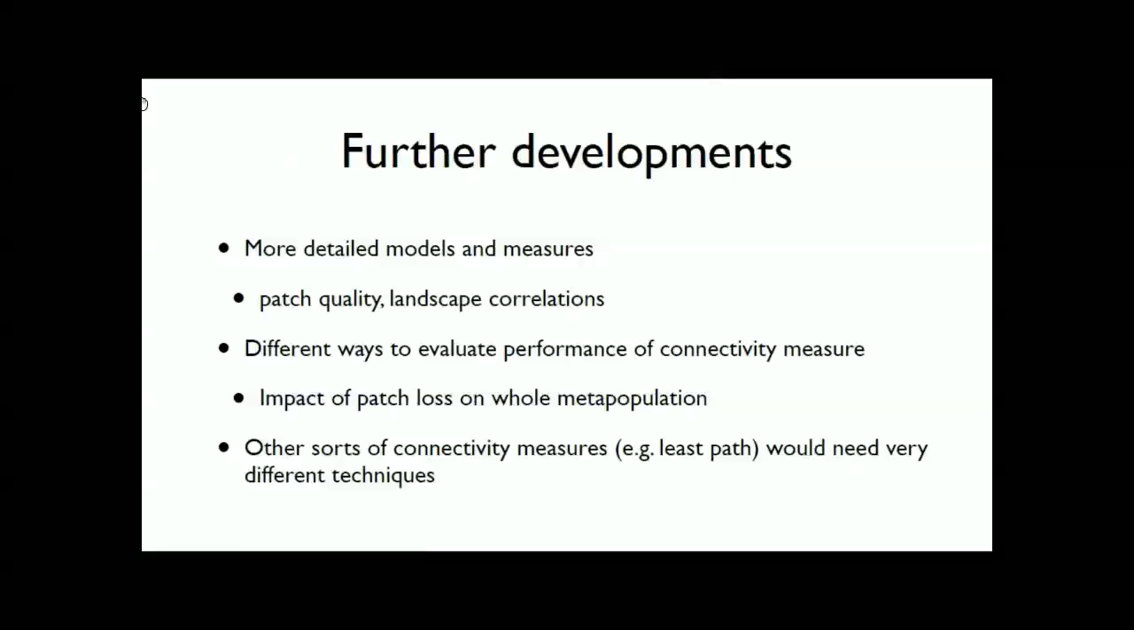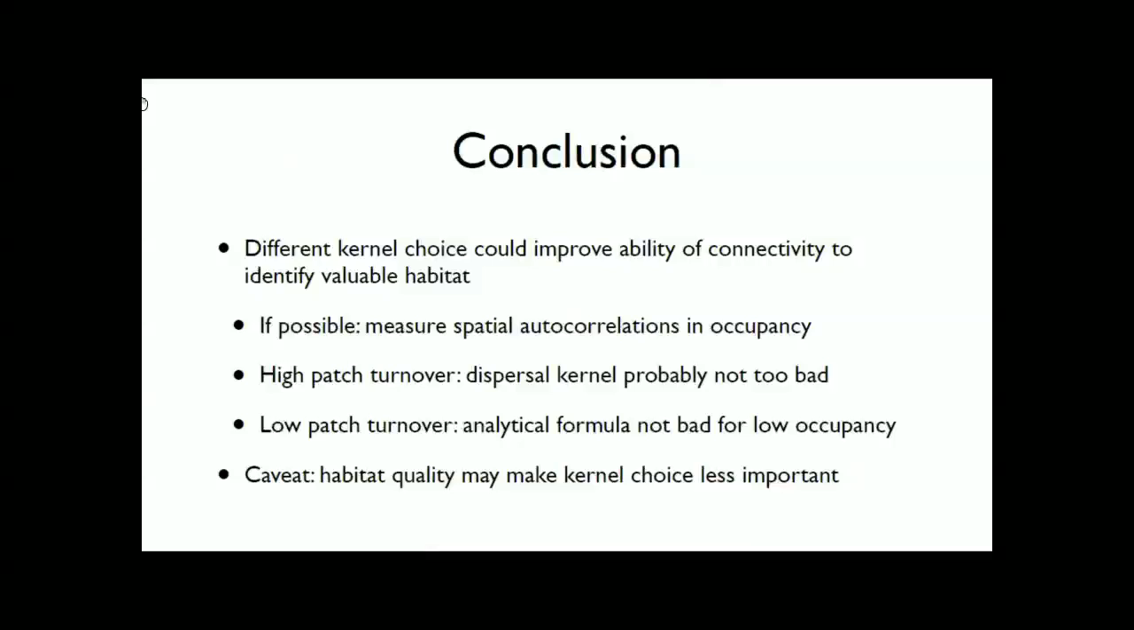So in conclusion, it's possible to improve the predictability of occupancy from connectivity by choosing different kernels. Ideally, you do this by measuring the spatial order correlations in your metapopulation, which might be quite difficult. But as a rule of thumb, if you've got very high patch turnover, you may as well just use a dispersal kernel. And if patch turnover is low, then we have a formula for predicting how much larger you should have your length scale. And probably things will change when we include patch quality. And I'll stop there. Thank you.